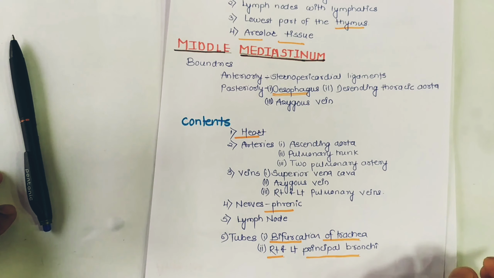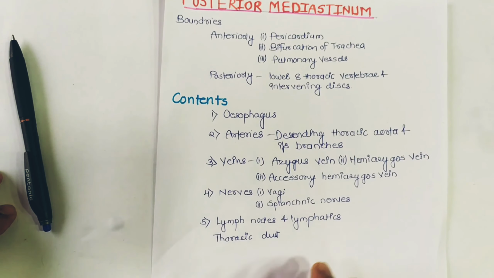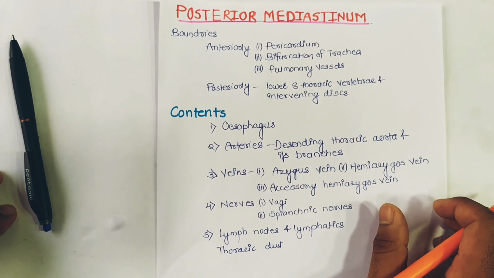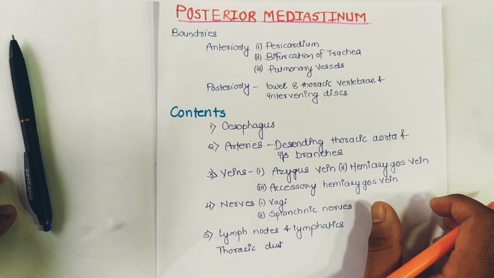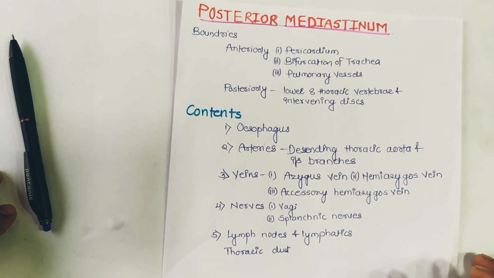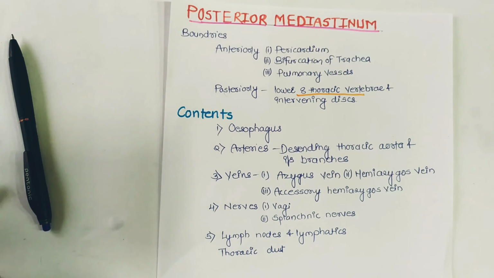Now we are going to see the posterior mediastinum. The posterior mediastinum is present behind the medial mediastinum. Anteriorly there is the pericardium, obviously covering the heart, and there is the bifurcation of the trachea and some pulmonary vessels, okay. Posteriorly there are the lower 8 thoracic vertebrae.